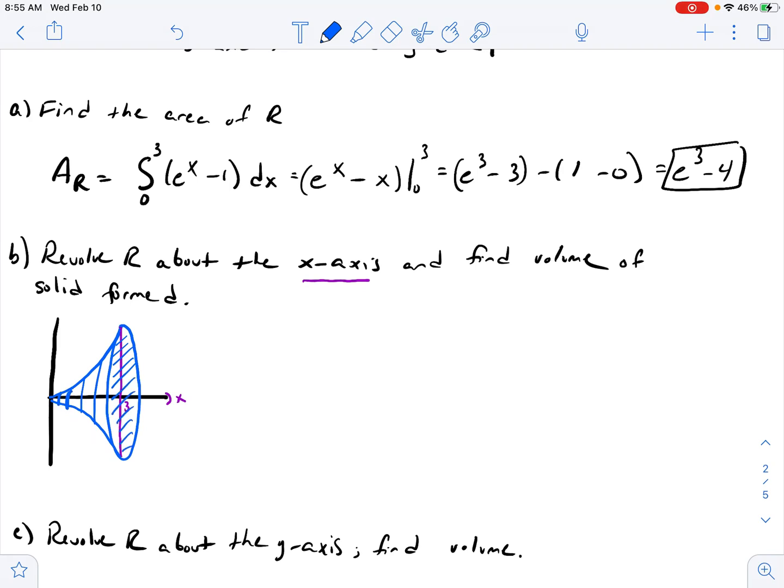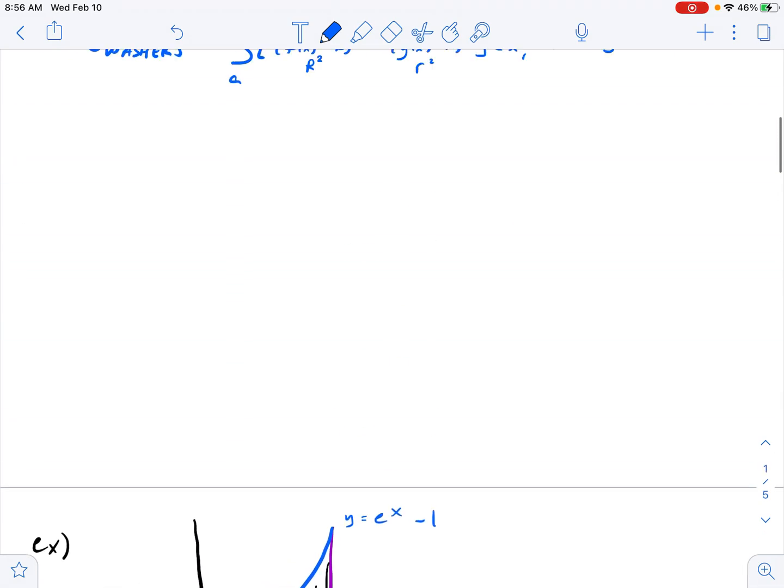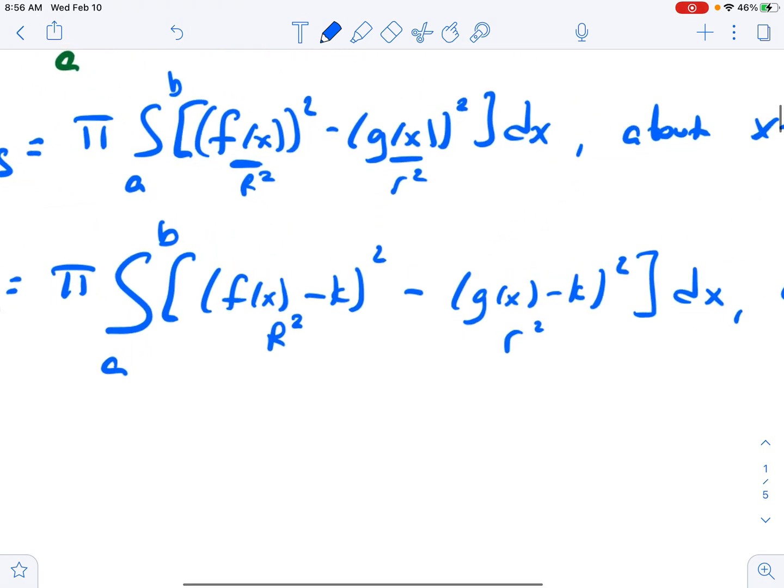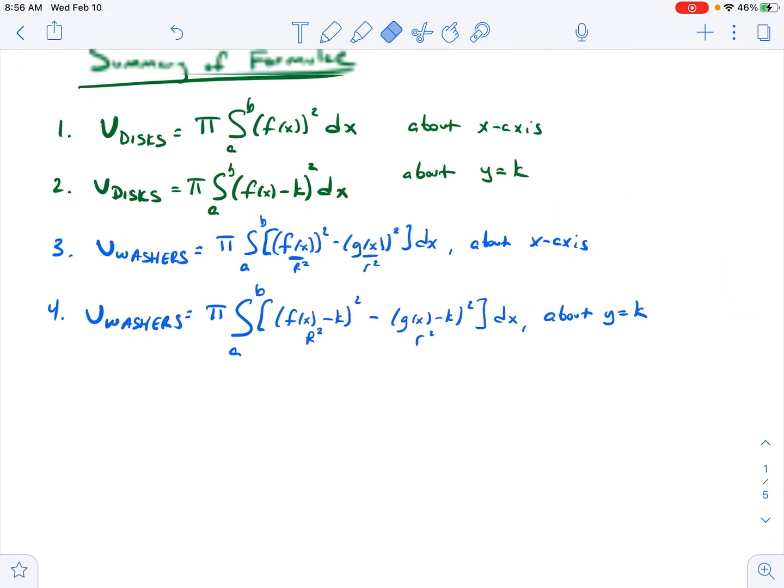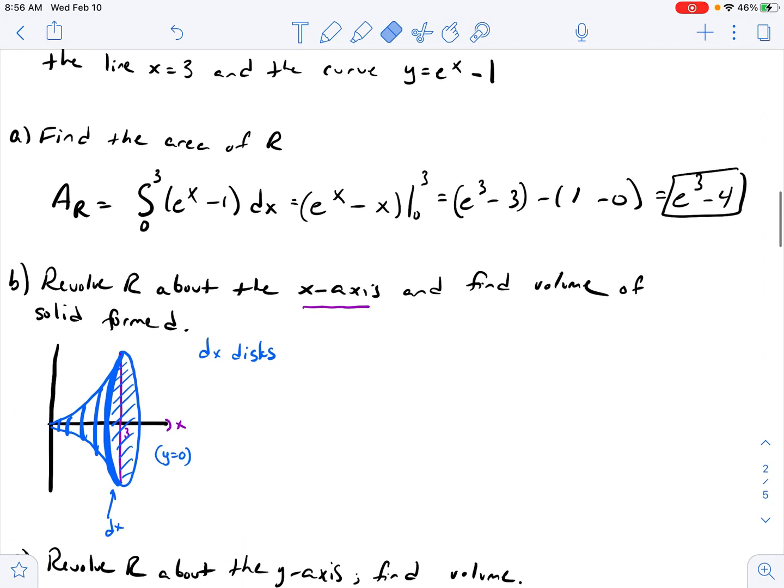And these are oriented from left to right, just like I drew up in the concept portion of the lesson above. These are tiny little dx's, so these are what I call dx disks. And we're revolving around the x-axis, that's the line y equals 0. In terms of the formula above, that's k equals 0. So these formulas work even around the x-axis. You can always use these versions if you choose. But in any event, we've got disks with respect to x.